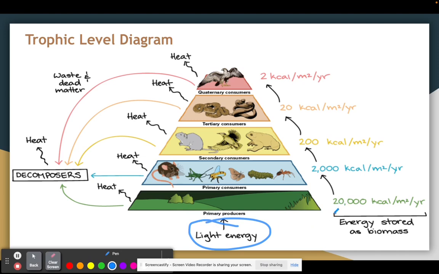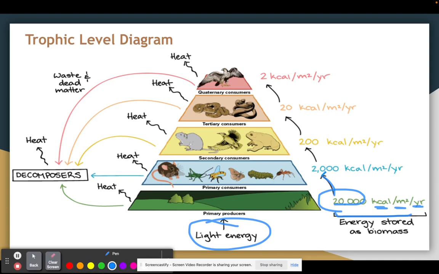Let's say that the primary producers, so the grasses and the bushes and the trees in this ecosystem, all produce 20,000 kilocalories per square meter per year. So basically, this is just saying how much energy is stored in a certain area for the year that's elapsed. So 20,000 kilocalories is the amount of energy that's there.